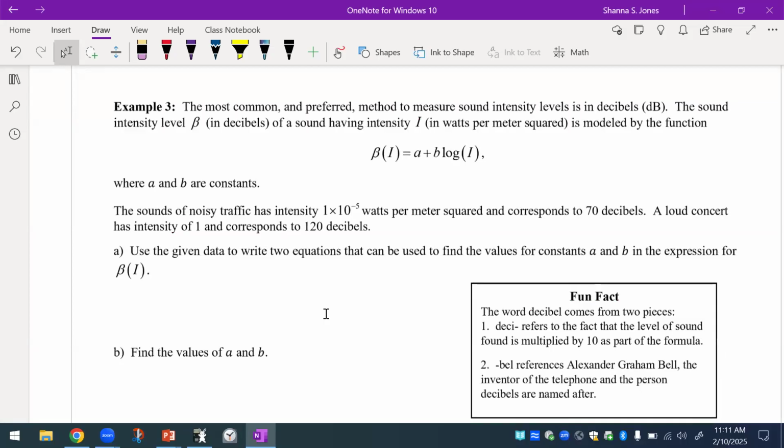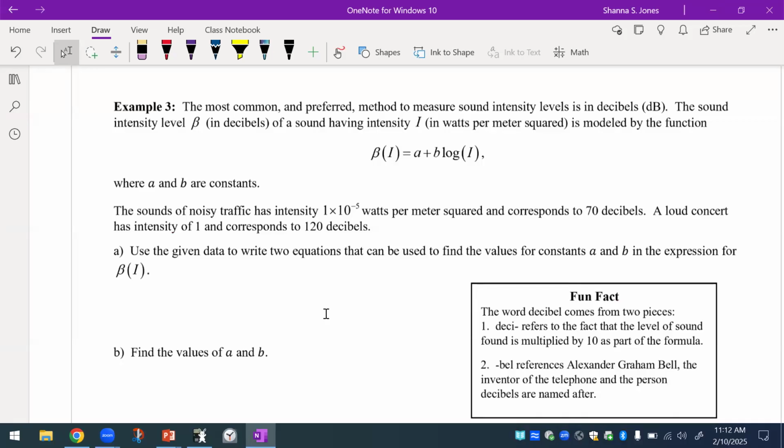So it says here, the best common and preferred method to measure sound intensity levels is in decibels. The sound intensity level beta in decibels of a sound having intensity I in watts per meter squared is modeled by beta of I equals A plus B log of I. So instead of using natural log, we're now using what? Common log. So instead of using natural log, we're using common log.